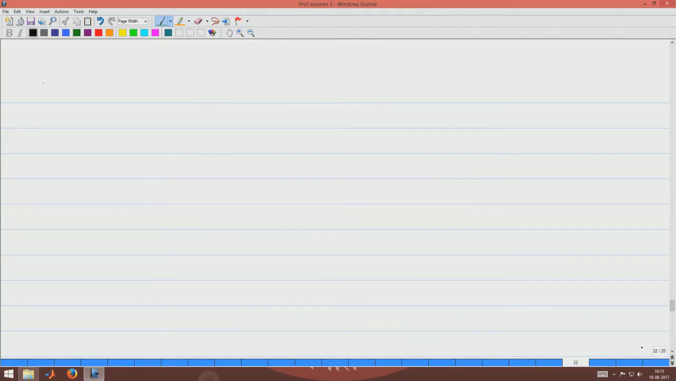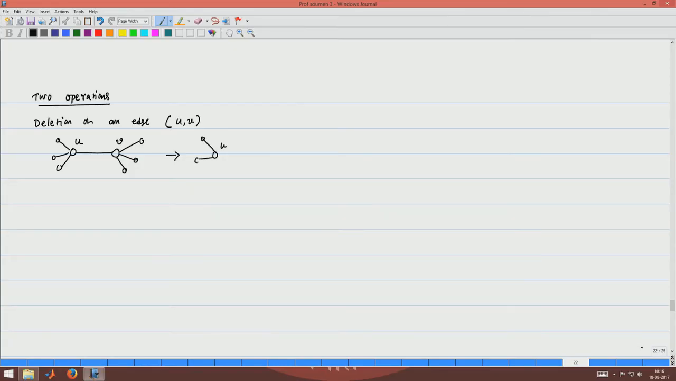Now, we talk about 2 operations. One is deletion of an edge UV. Suppose this is the edge UV, and this vertex is adjacent to some other vertices also, and similarly U is also adjacent to some vertices, and the deletion of this edge UV will result in this graph. You will be left with this graph.